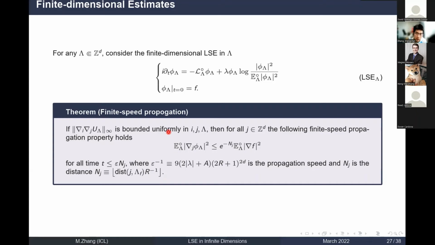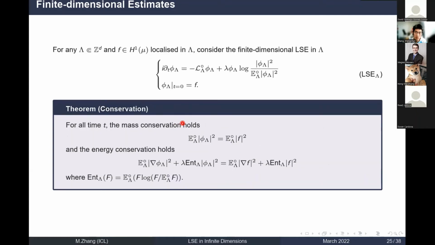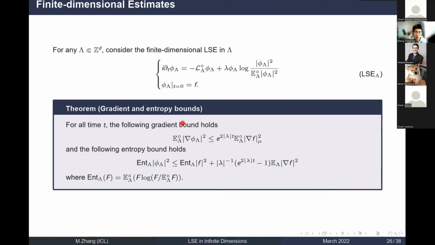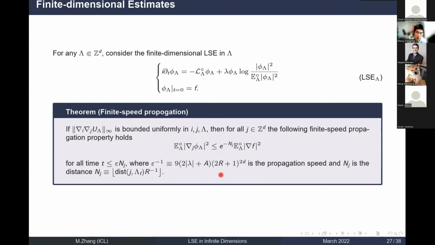So this means that if you consider this Dirichlet form as some sort of energy, then the energy of the particle J is decaying exponentially with the distance between J and the initial dynamics. That's the whole idea of this theorem. So these are all the necessary estimates we will use to deduce the infinite dimensional existence. Obviously, as standalone theorems, these are quite interesting to play around with, but in this talk, we will just use them to deduce the infinite dimensional existence.